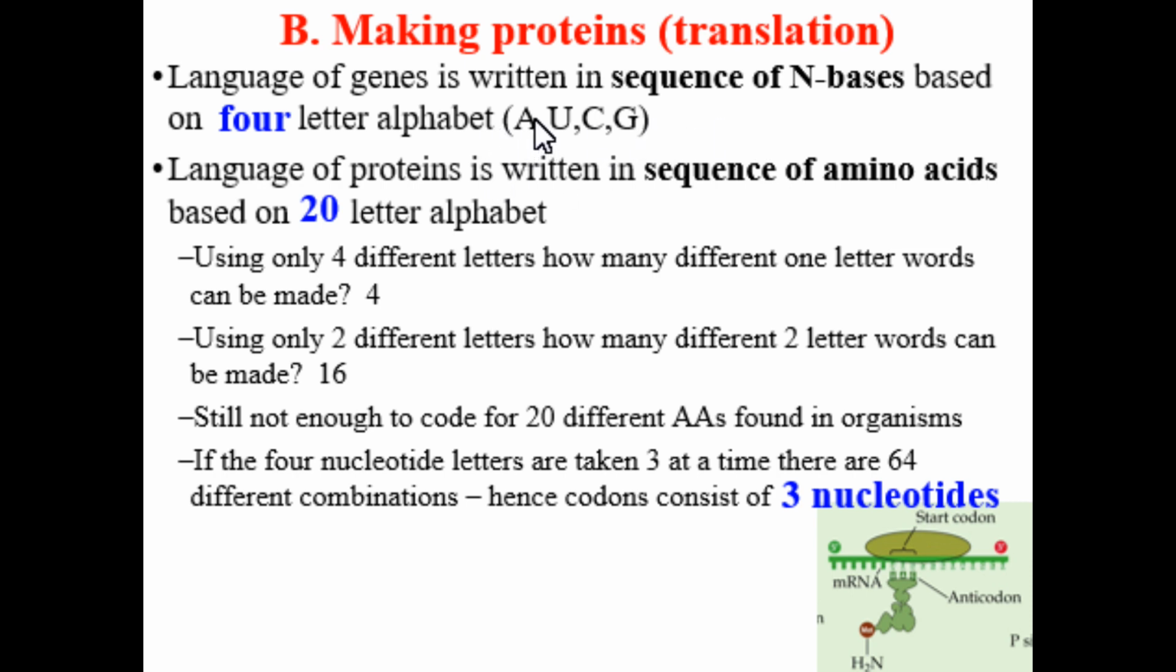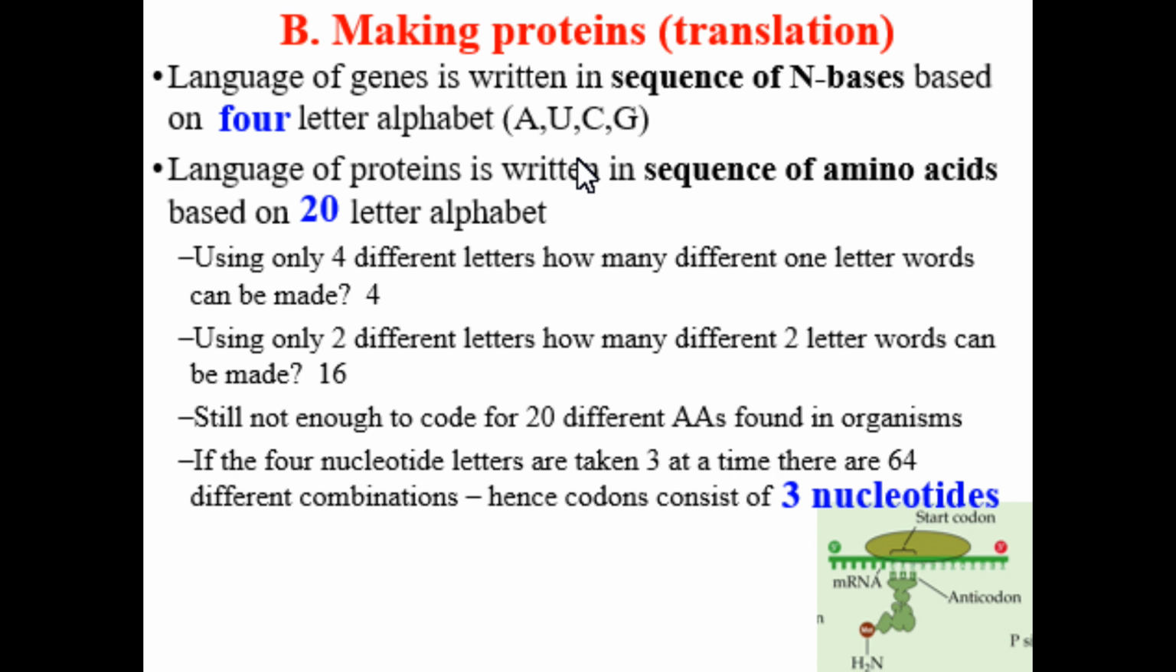So there would be AAA, that's 1. There'd be AAU, that's 2. There'd be AAC, that's 3. There'd be AAG, that's 4. You could have AUC, AUG, UCG, UUC, UUG, CCG, CCC, GGG. Anyway, if you went through all the different possibilities, you'd find out there were 64 different possibilities.